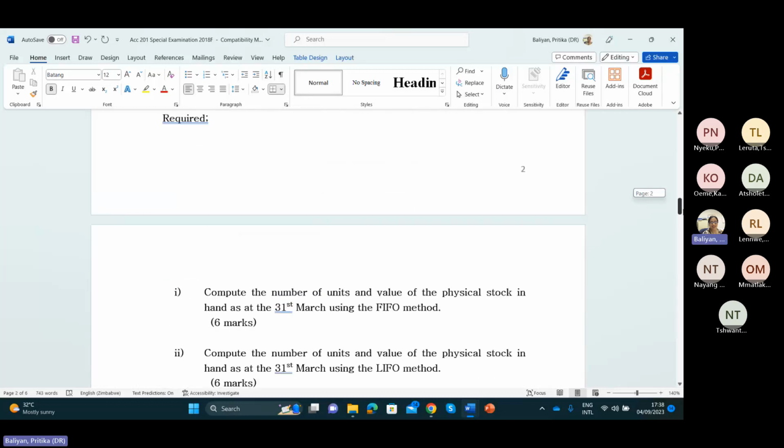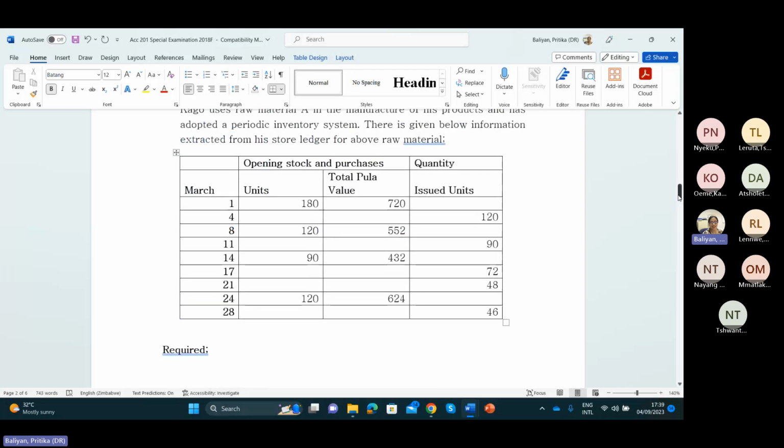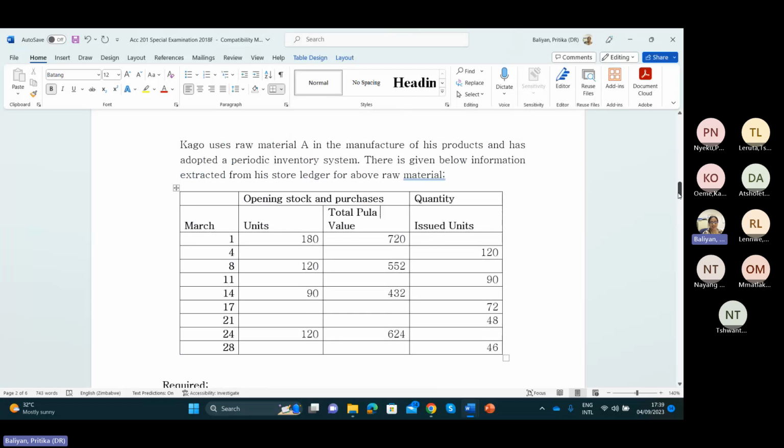On the basis of this information, you are required to compute the number of units and the value of physical stock in hand as at 31st March using the FIFO method. Basically, you have to determine the value of closing inventory, because physical stock in hand means closing inventory on 31st March by FIFO and LIFO method. First of all, you have to find out how many units were available and how many units were issued.